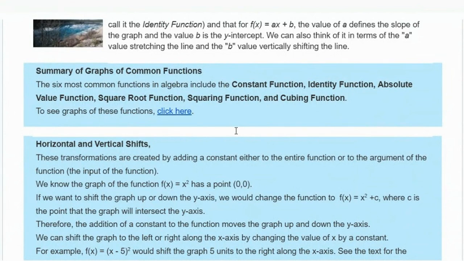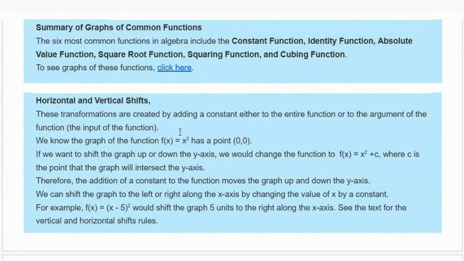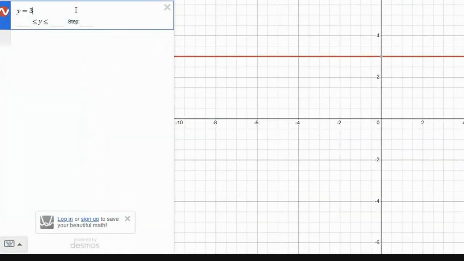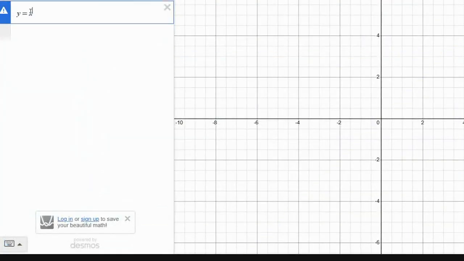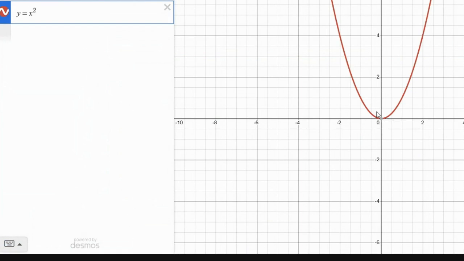Let's talk about horizontal and vertical shifts. So these transformations are created by adding a constant either to the entire function or to the argument of the function, like the input of the function. So we know that the graph of the function f of x equals x squared has a point 0, 0. Y equals x squared has the point 0, 0, right? That is the turning point, the vertex.